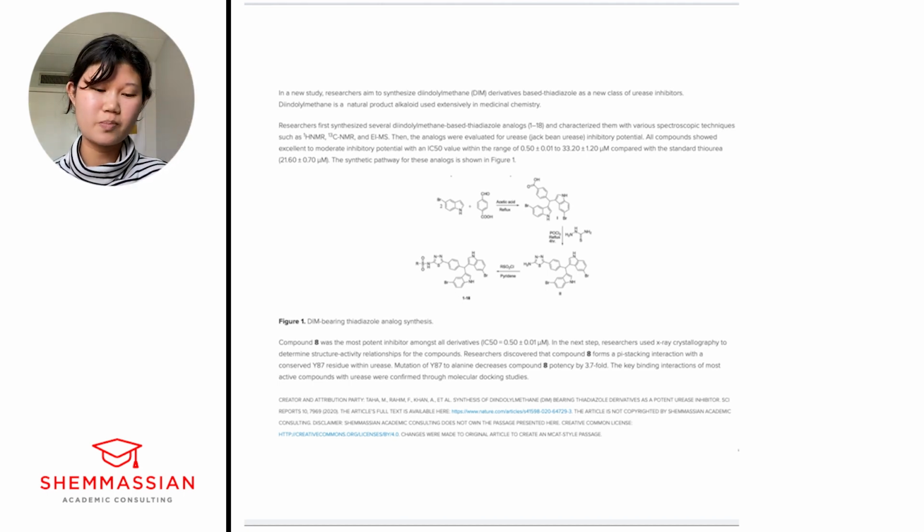So starting from the first paragraph: in a new study, researchers aim to synthesize diindoyl methane, or DIM, derivatives-based thiodiazole as a new class of urease inhibitors. Diindoyl methane is a natural product alkaloid used extensively in medicinal chemistry.